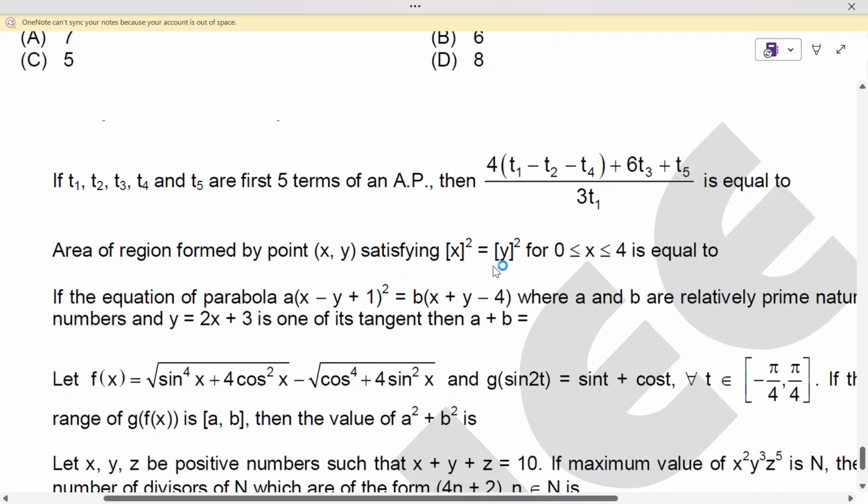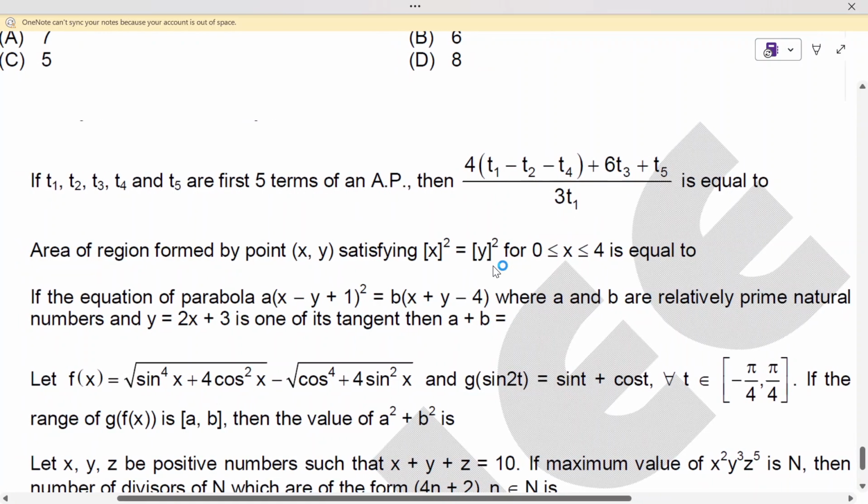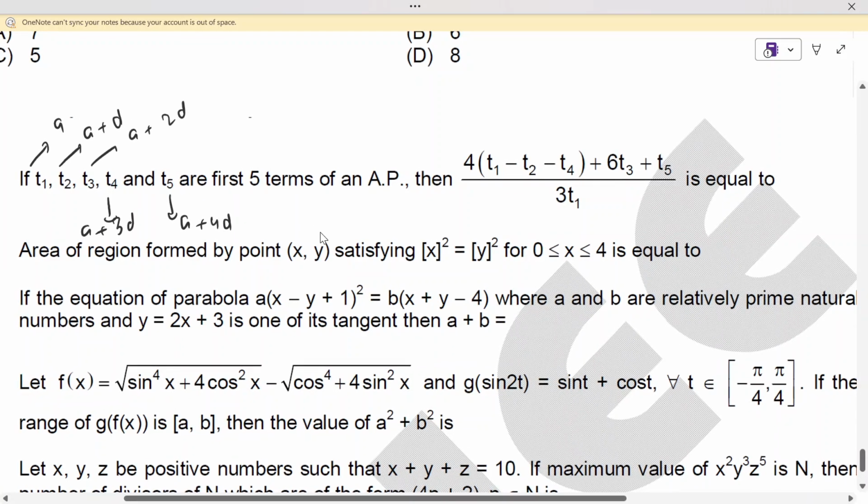Let us resume. The first question says that T1, T2, T3 are the first 5 terms of an AP. Then I have to calculate this expression. So directly assume A, A plus D, A plus 2D, A plus 3D, A plus 4D. Then that will become T1 minus T2. T1 minus T2 will be what? Just put the values. So this will be simply minus D, minus A minus 3D, sorry, A plus 3D up.